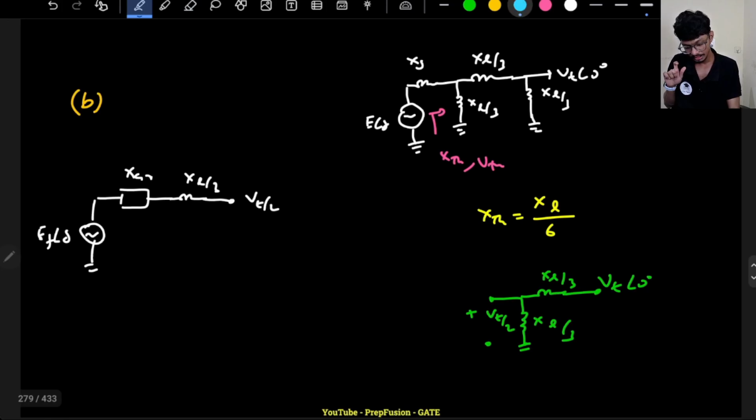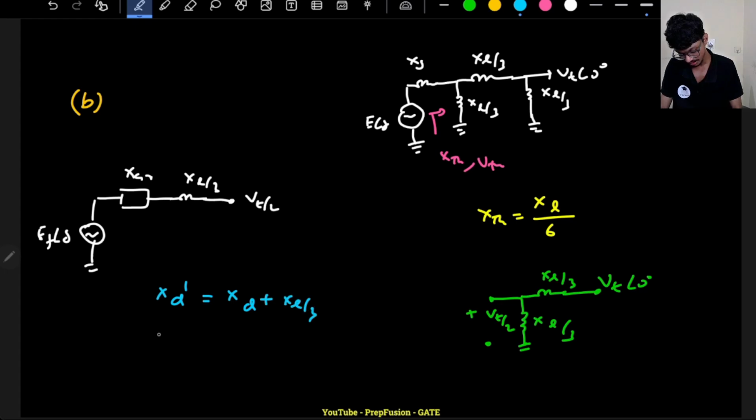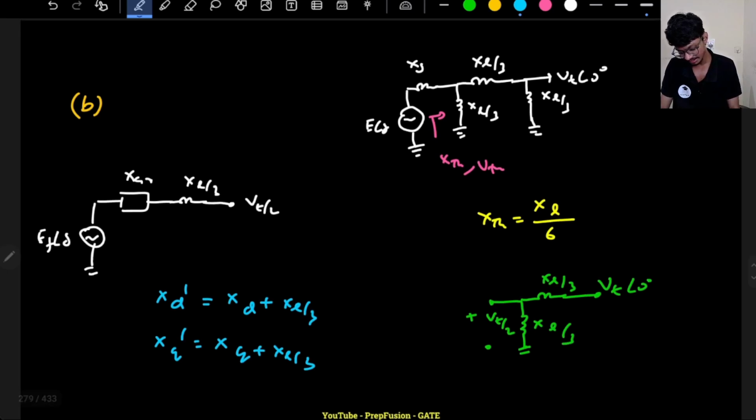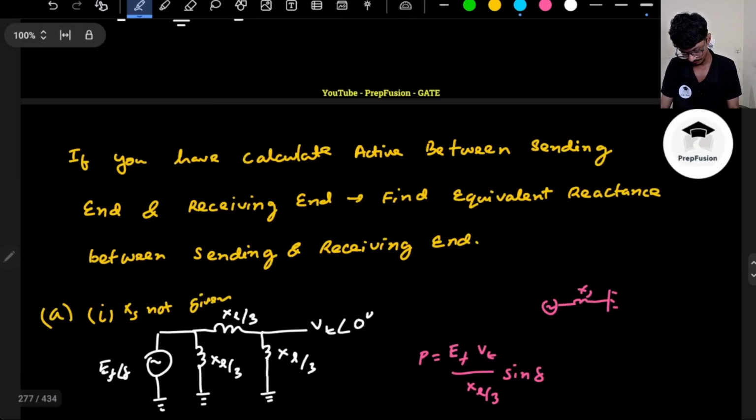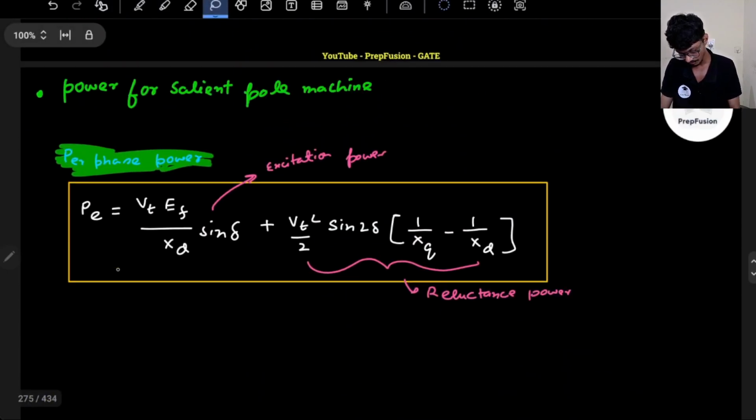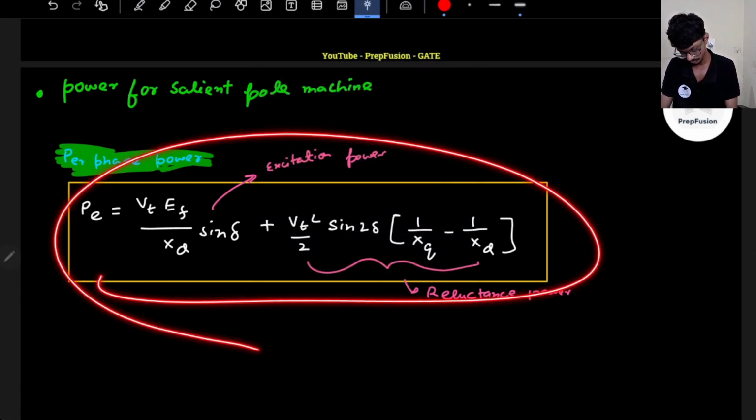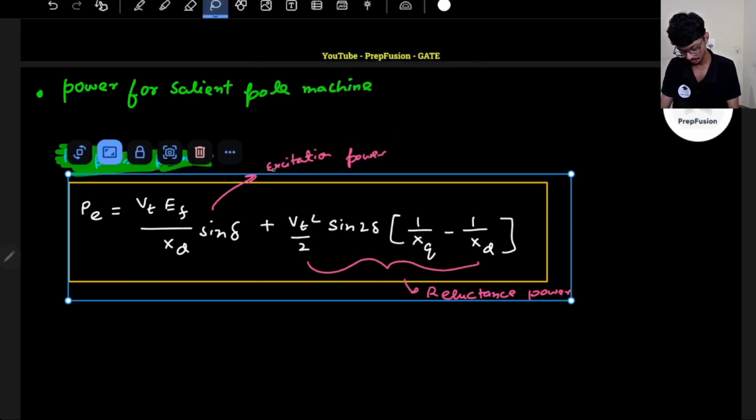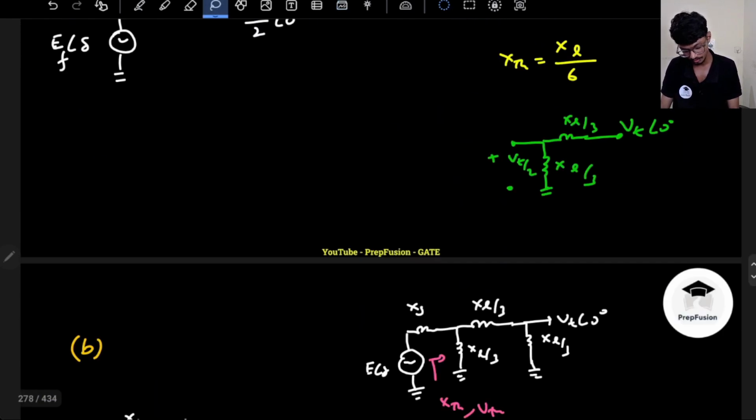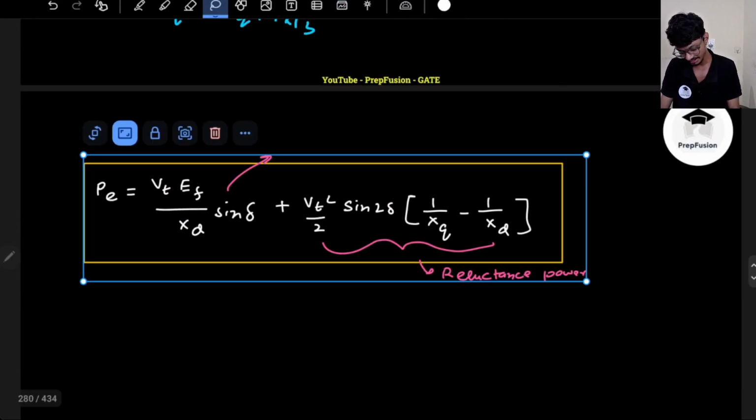And you know that in case of salient pole, you add the leakage reactance to both the XD and XQ. So same thing I will do here. I will add with XD dash. It will be basically XD plus XL divided by 3, and XQ dash will be XQ plus XL divided by 3, and then you just simply put this in the formula of the power. That's it. Okay, you just put the formula in the power, so you will get the answer. And remember, here VT is VT by 2.